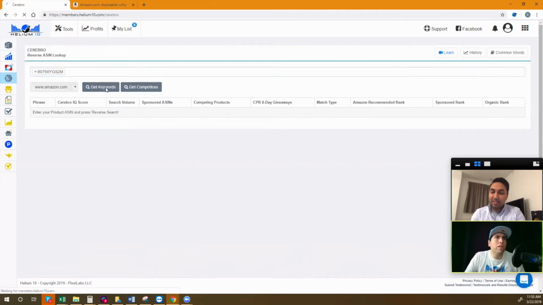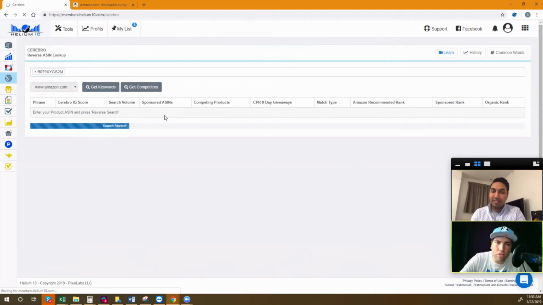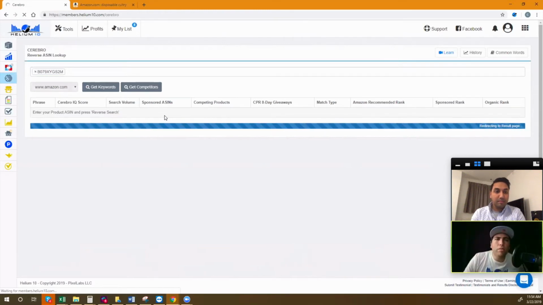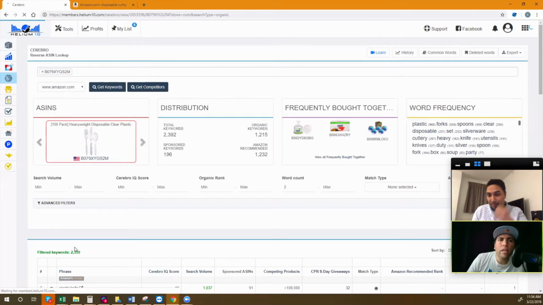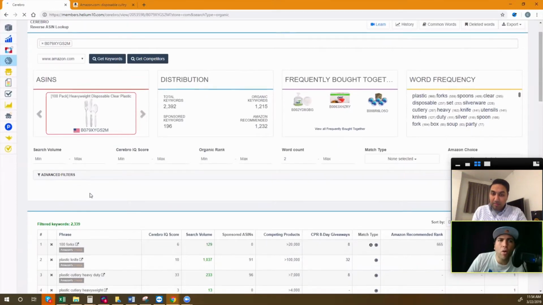And this is only one function of Cerebro. There are 3 different functions. We're just going to talk today about finding the ones that are converting the sales. But I'll give you a really quick overview once this comes up to explain what some of these other numbers mean. Okay. So we have got, let's see here. It came up with over 2,000 keywords.